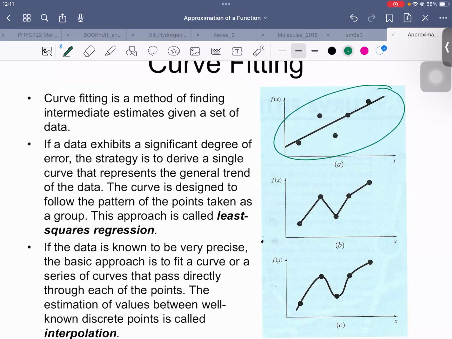Another way is to connect them with straight lines, okay? Or a more advanced way is to create a polynomial that will pass through all those points. As you can see here, okay? And essentially, it follows all the raw data points that you want to fit, okay?